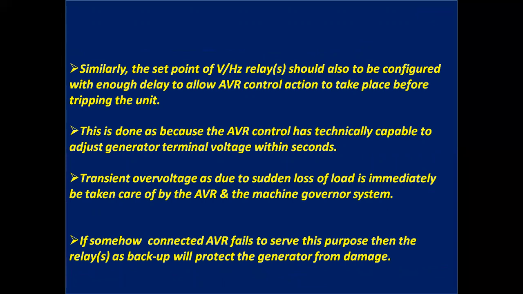This is done because the AVR control is technically capable to adjust generator terminal voltage within seconds. Transient overvoltage due to sudden loss of load is immediately taken care of by the AVR and the machine governor system. If somehow connected AVR fails to serve this purpose, then the volts per Hertz relay as backup will protect the generator from damage.